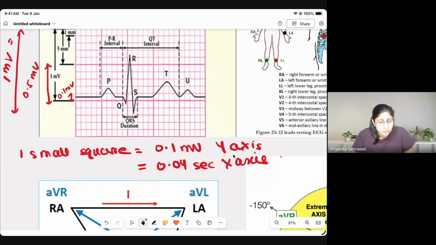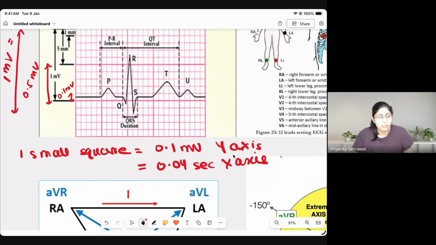Why is this important? Because when we talk about prolonged PR interval, it's not like we keep a scale in our pocket and measure on an ECG paper. When we say prolonged PR interval, we know 0.12 seconds is zyada, right? How much is 0.12 second? 3 times of 0.04, which means 3 small squares. So when I look at an ECG and I want to look at PR interval, I just look at the small squares. If the PR interval goes beyond 3 small squares, I know that it is prolonged. If it is less than 2 small squares, I know it is shortened. Do you get my point?